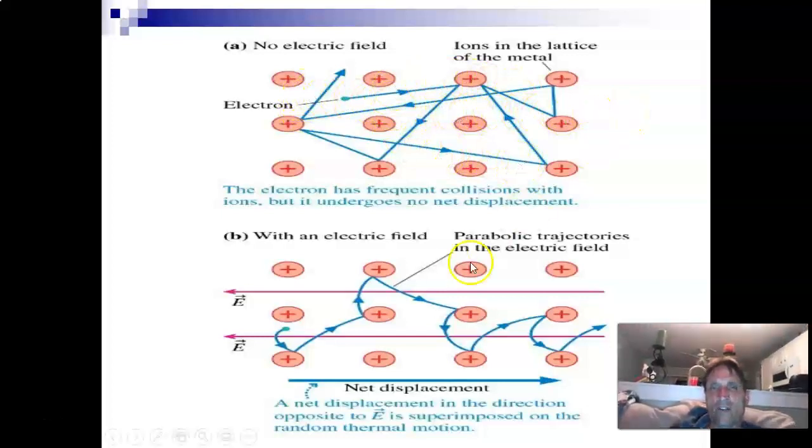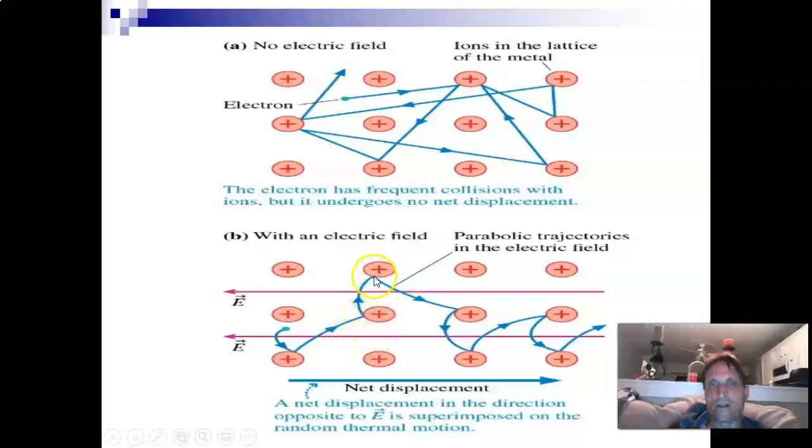So we really need an electric field applied to the wire. In other words, we need a potential difference between the two ends of the wire. Then, superimposed on this random, drunk-like motion where they're smashing into ions, is a net migration of the electrons against the field. Remember, the positive charges move along the field, electrons move against the field. And so once you apply an electric field, you get a net displacement of the electrons against the field.